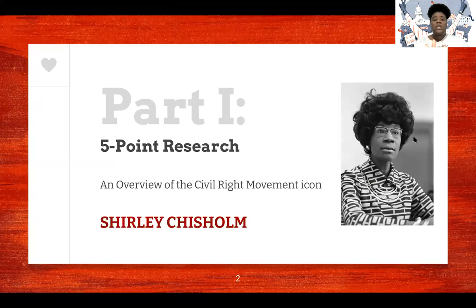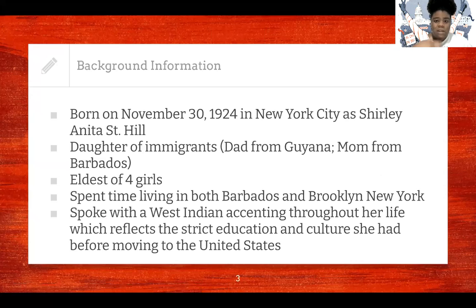Right. So part 1, this is an example of my 5-point research, an overview of the civil rights movement icon, Miss Shirley Chisholm. So I'm gonna go through this kind of fast because I know that y'all have access to this. I have where she was born, when she was born, some important things that I thought to think about when somebody needs to understand who she is as a person. She is the daughter of immigrants. Reason why that's important is because her perspective is a little different, right? Her dad is Guyanese and her mom is from Barbados.